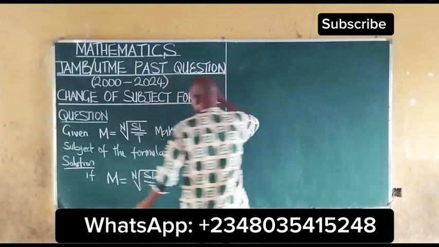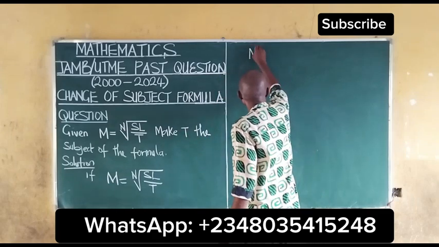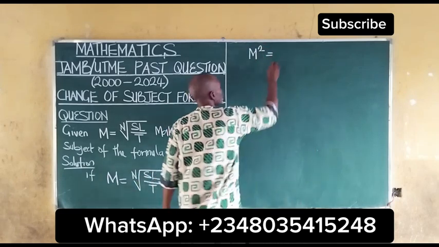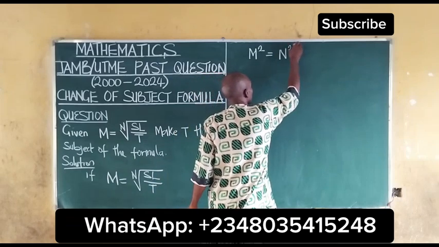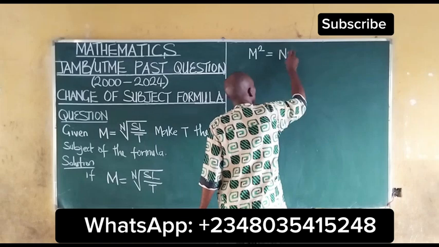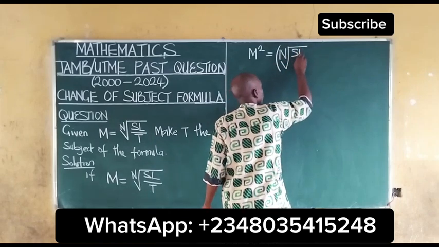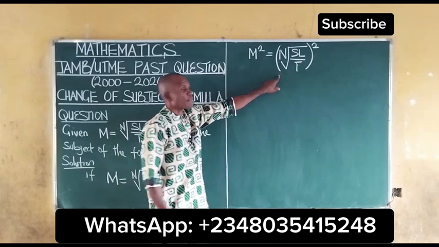If we square both sides of the equation, we'll come here. We'll have it as m squared to be equal to, this is n, so we have n squared, square root of SL all over T all squared. So this is what we'll have.